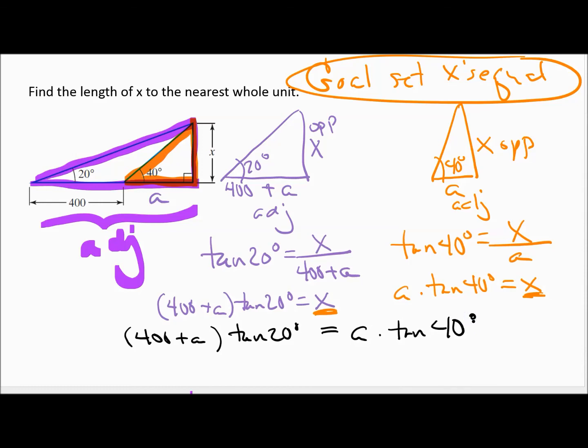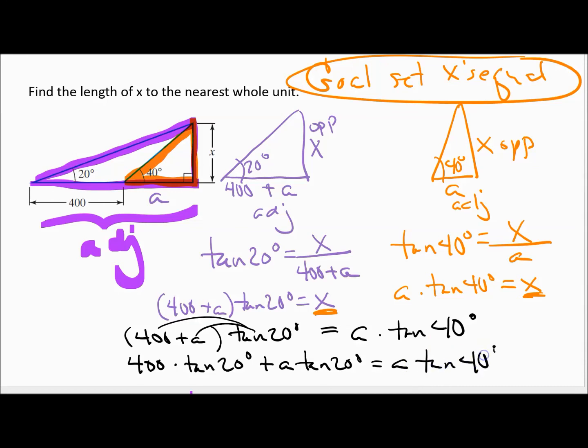Now if you wanted to, you could go ahead and get the decimal version of the tangent of 20 and the tangent of 40 and work with decimals. I tend to wait till the very end to plug this in my calculator. So what I need to do instead is use the distributive property. I'm going to multiply this tangent of 20 inside. So I have 400 times the tangent of 20 degrees plus a times the tangent of 20 degrees is equal to a times the tangent of 40 degrees.